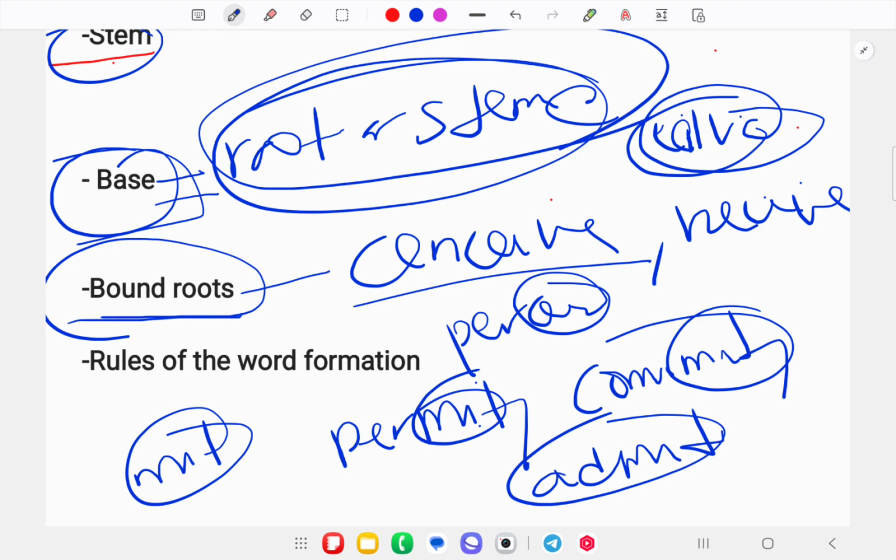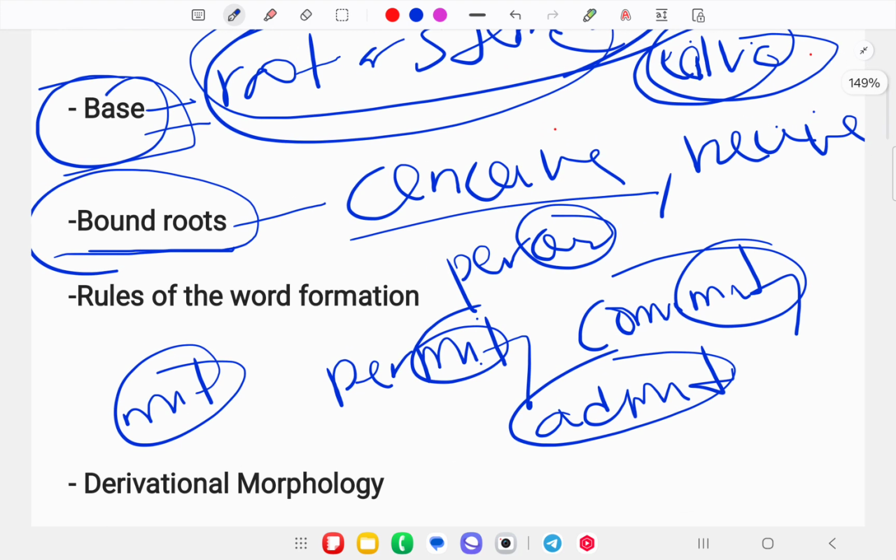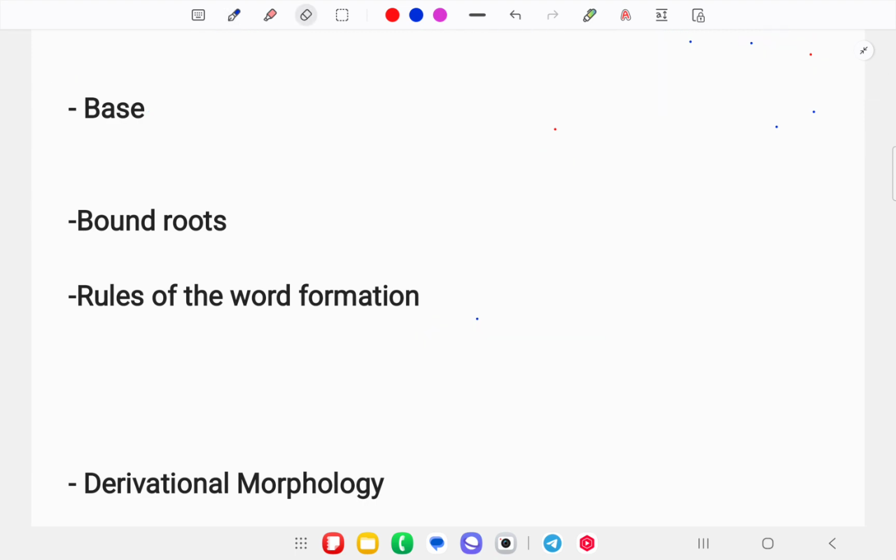Okay, these are not stated as single. When it combines, it means that they acquire the meaning only when they combine with each of the morphemes. Next, we have another topic, which is the rules of word formation. When do we talk about the rules of word formation?